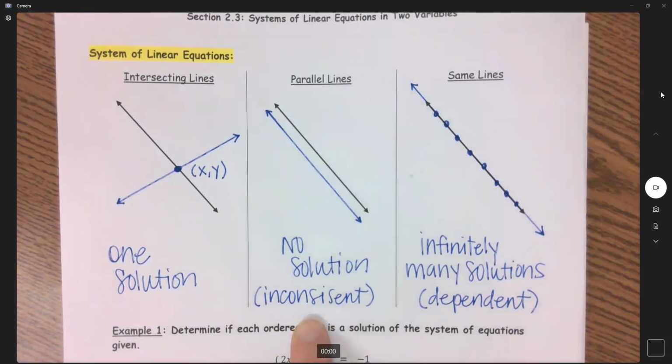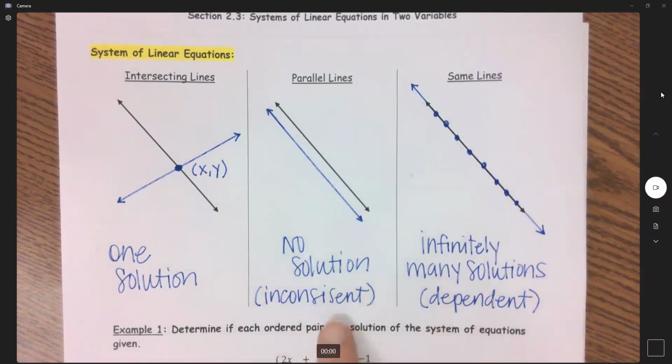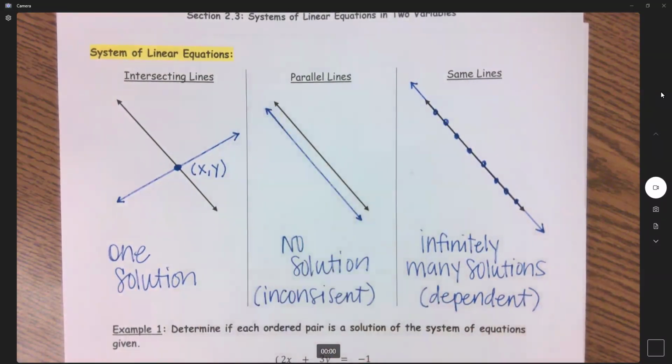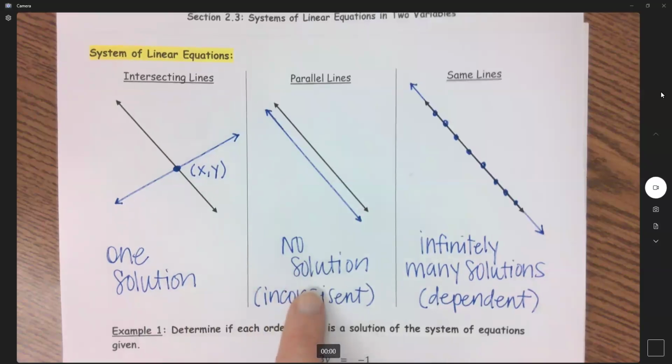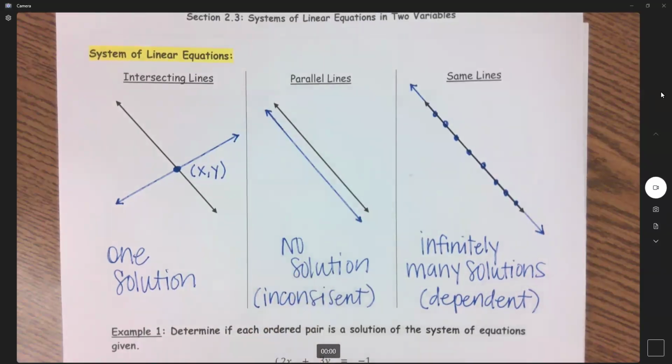The second thing that's going to happen, and these two are rare, but the second thing that could happen is you could have parallel lines. So we have two lines that are side by side, their slopes are the exact same. So it means they're never going to run into each other. So because they're never going to touch or cross, that means we're going to have no solution. And when you have no solution, that is considered an inconsistent system.